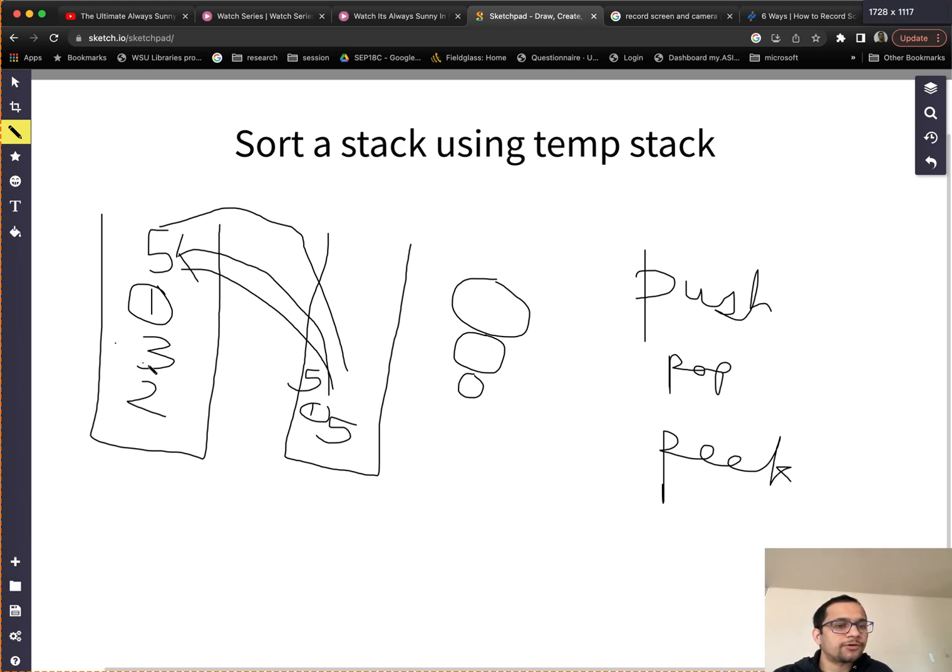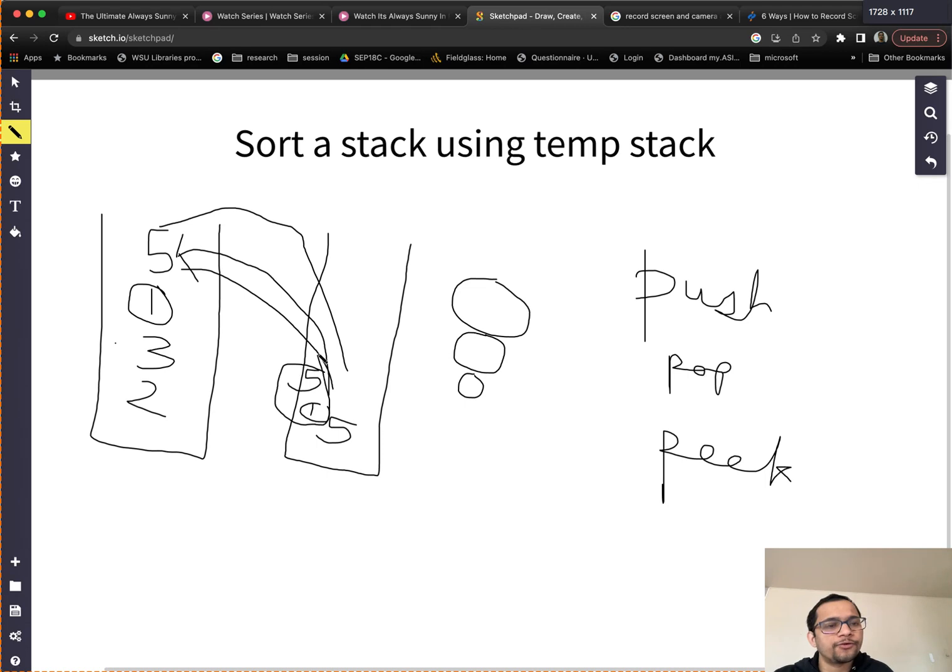In the case of 3, what would happen is this is our input stack, 5, 1. Same thing. 3 is smaller than 5. We put 5 back, we put 3 here, and then again we put 5 back. And we don't just transfer one element from the stack.